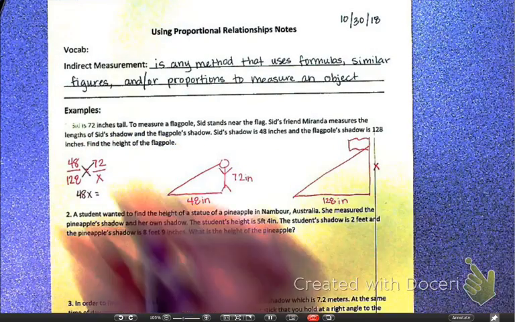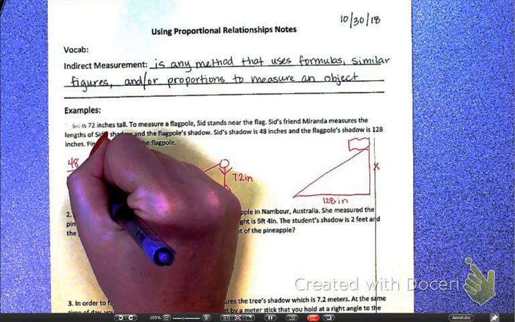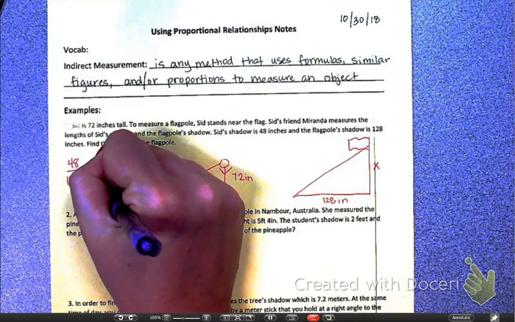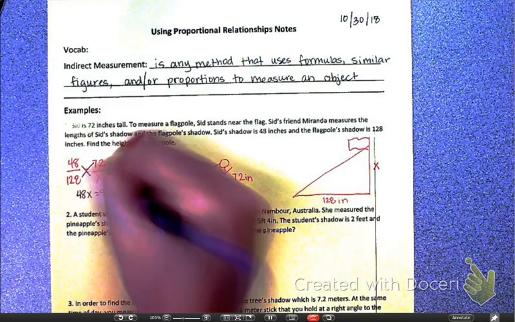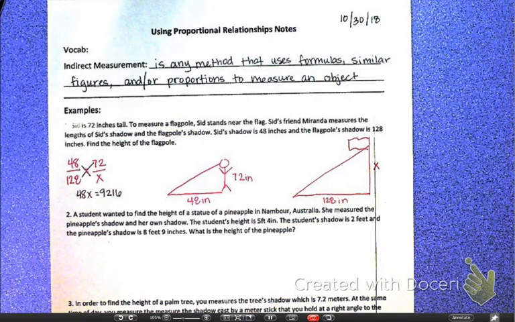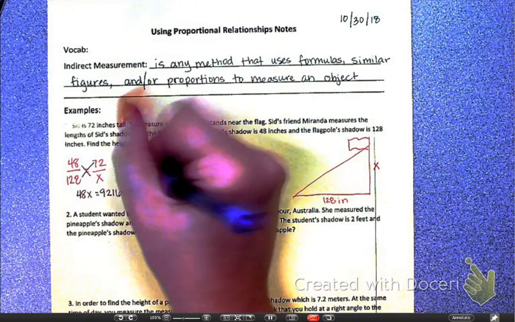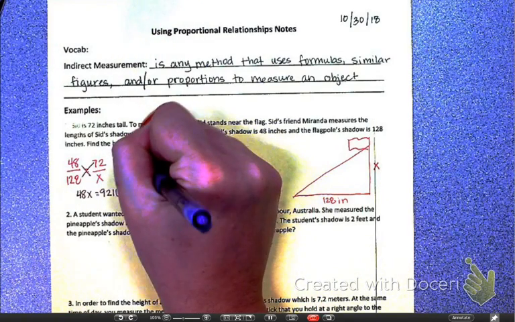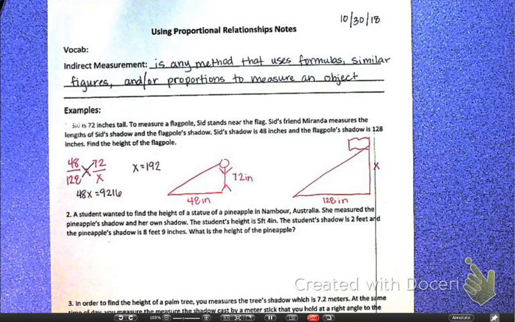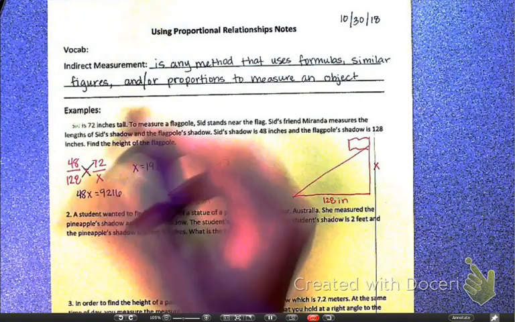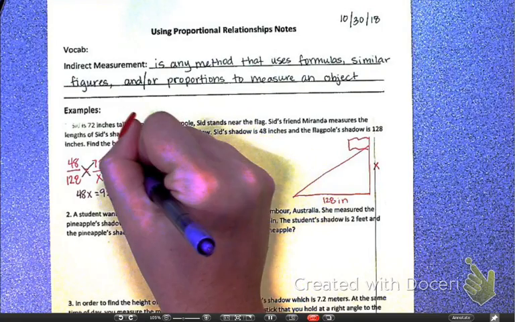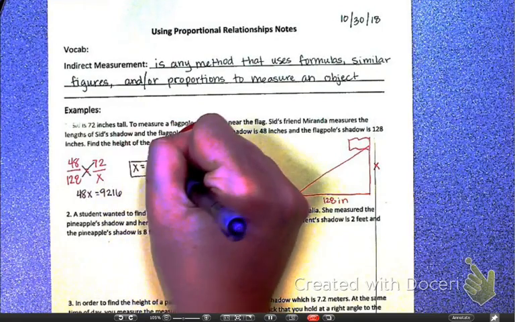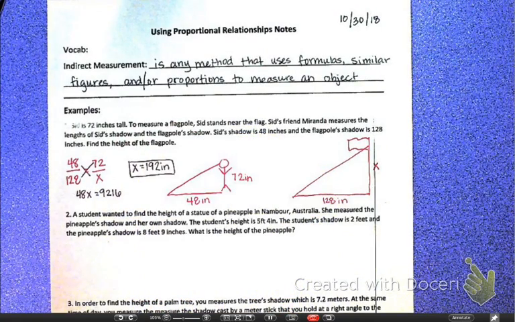equals 9,216. When you divide by 48, you get 192 inches. Because it's a word problem, you have to have those units. So the flagpole is 192 inches.